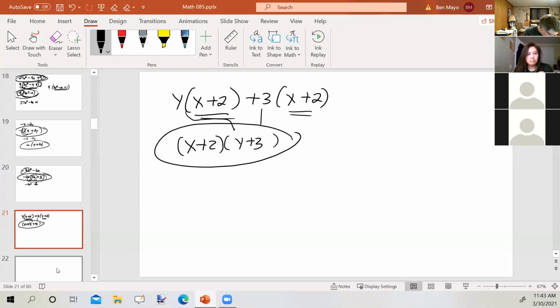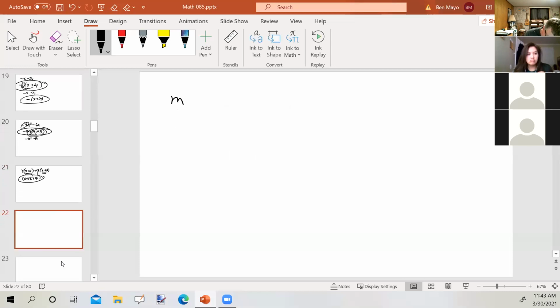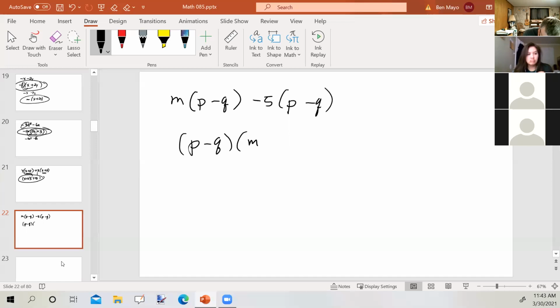All right, how about this one? m times the quantity p minus q minus 5 times the quantity p minus q. So the quantity that's in parentheses is common to both terms. So I'm going to factor that out, and the leftovers would be m minus 5. So the greatest common factor comes out there, and the leftovers are there.